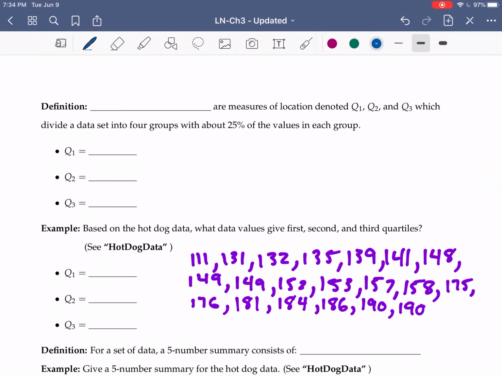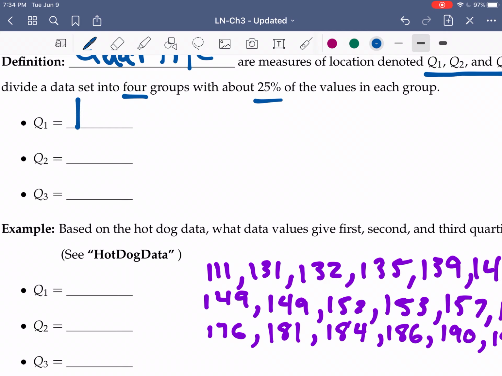In this video, we're going to take a look at quartiles. And quartiles are another measure of position, measure of location. They're denoted Q1, Q2, and Q3. They're going to divide our data set up into quarters or into fourths. It divides it into four groups with about 25% of the data values in each group.